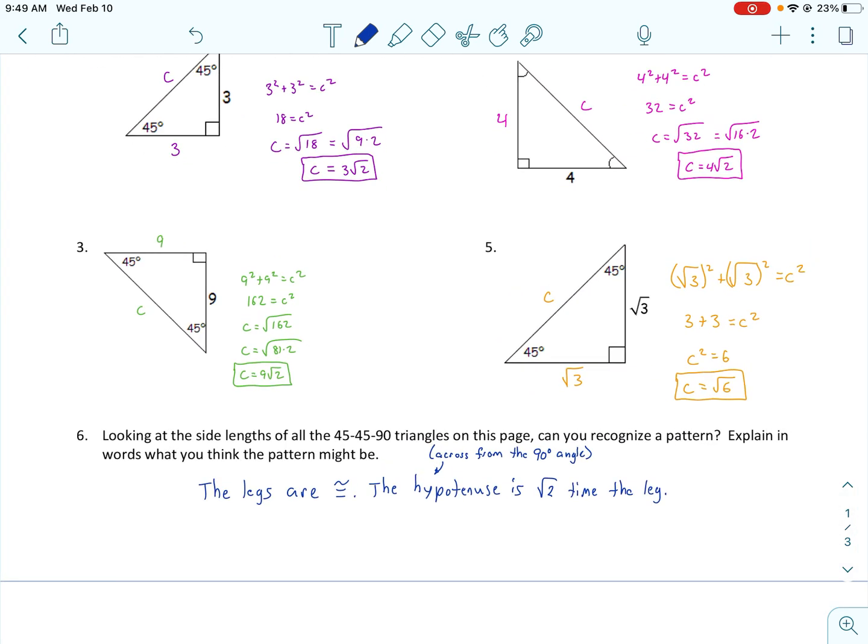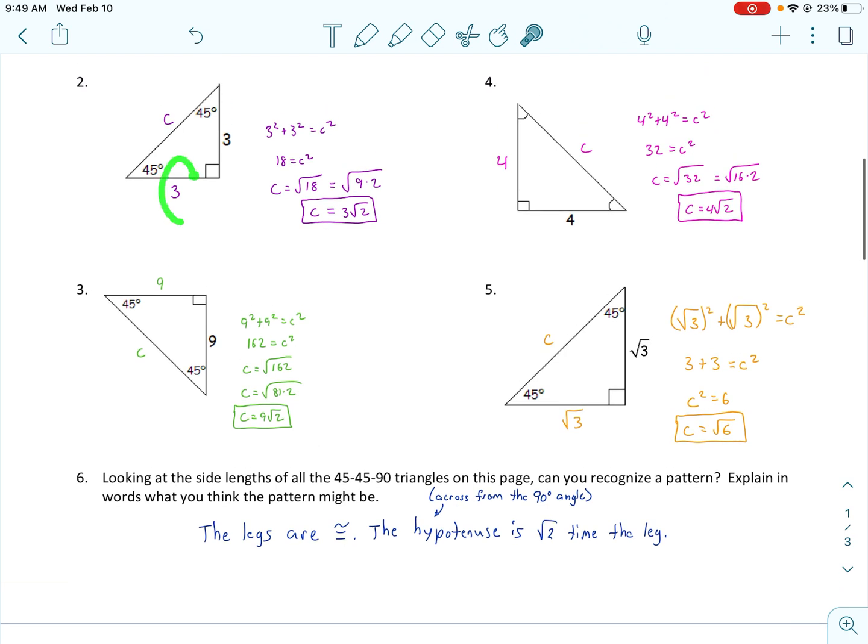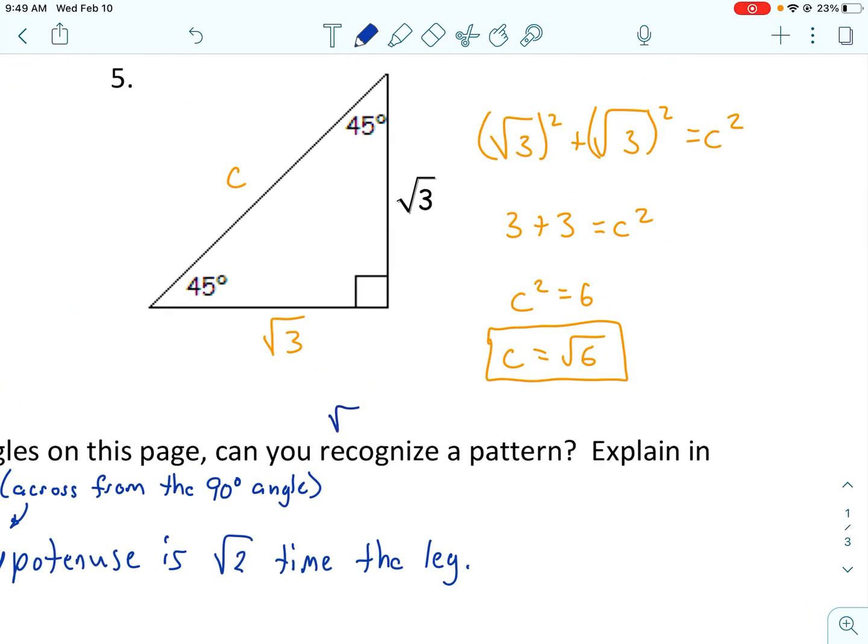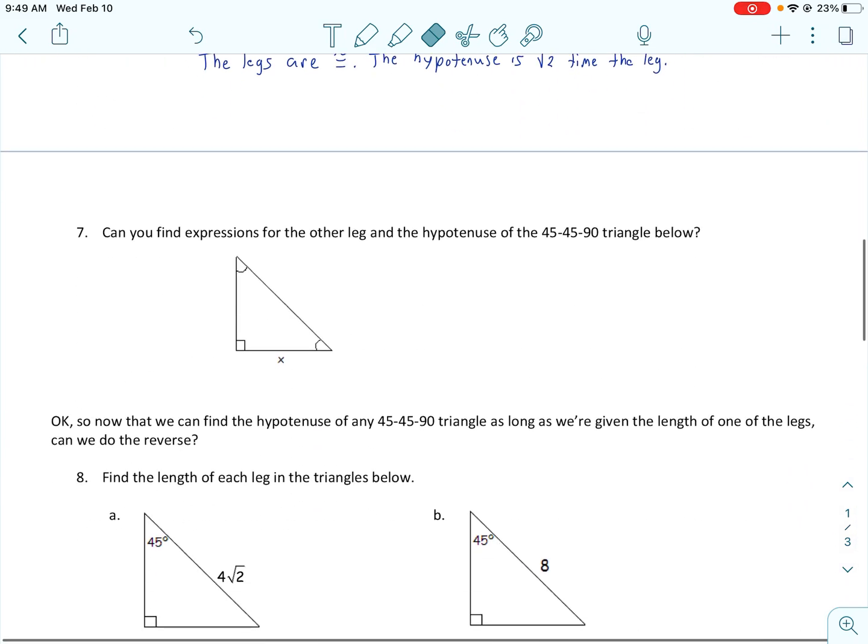Look at this. We were given a leg of 3. The hypotenuse is 3 radical 2. We were given a leg of 9, 9 radical 2. 4, 4 radical 2. Now this one's weird. Radical 3 and then radical 6. But if we do radical 3 times radical 2, which is the pattern we've discovered, you can just multiply the numbers that are underneath the radical, and you get radical 6. So it does, in fact, work there. I'm going to erase that so people who are just looking at the key don't get confused, but that one does work with our pattern.